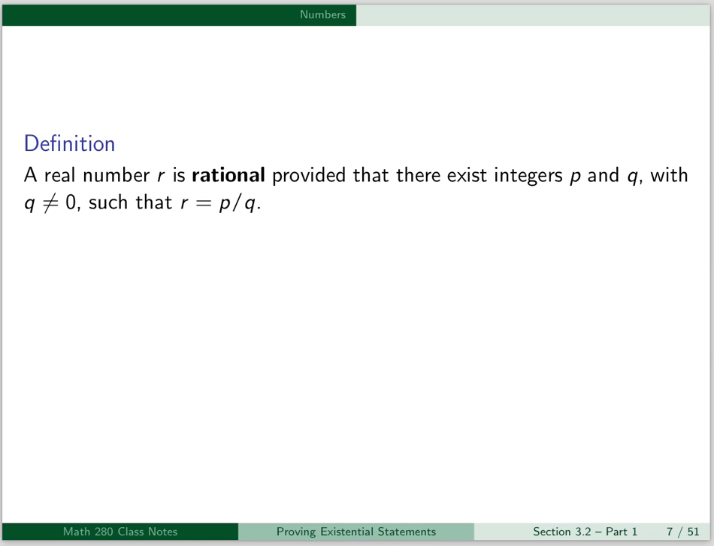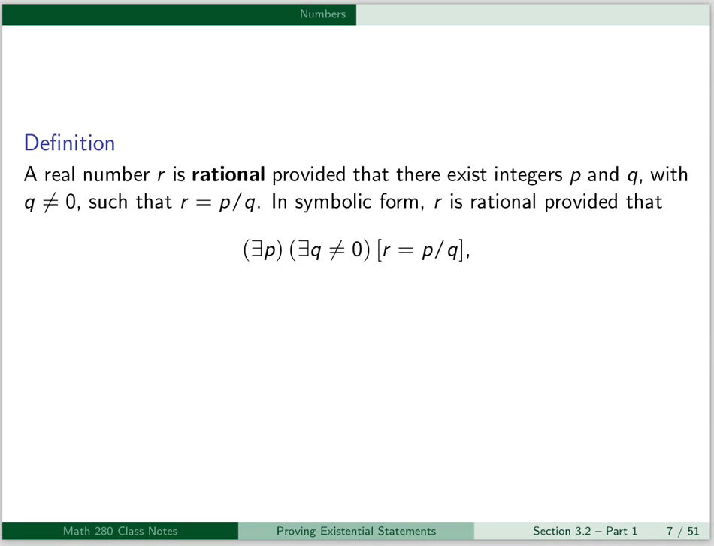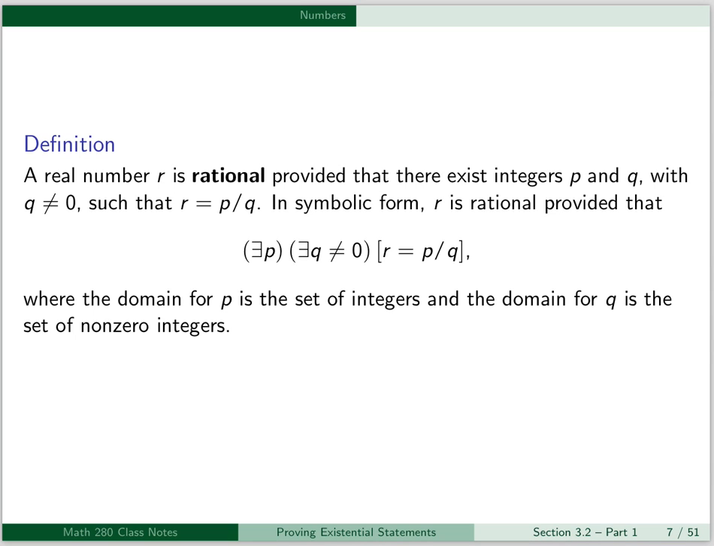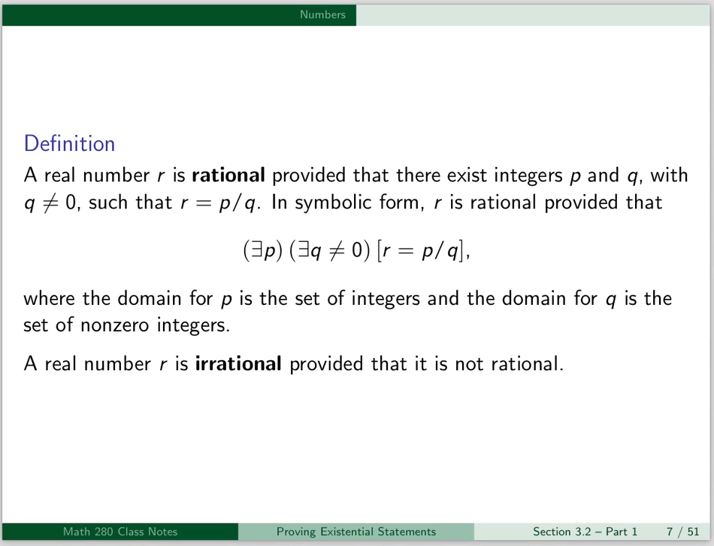For our next definition, a real number r is rational provided that there exist integers p and q with q not equal to 0 such that r is equal to p over q. In symbolic form, r is rational provided that there exists a p, there exists a q not equal to 0 such that r is equal to p over q, where the domain for p is the set of integers and the domain for q is the set of non-zero integers. A real number r is irrational provided that it is not rational.